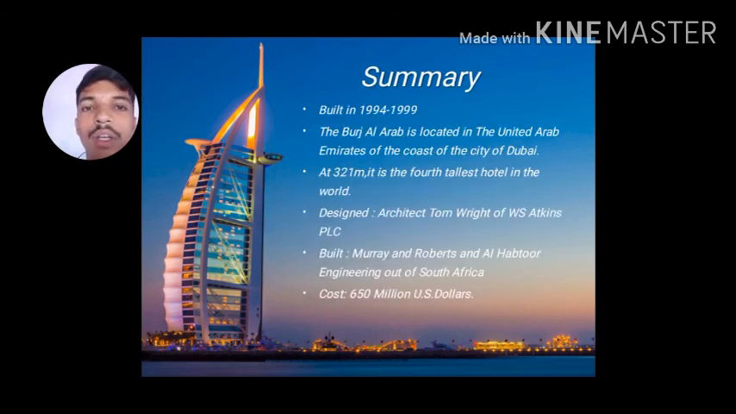So, summary: it was built from 1994 to 1999. The Burj Al Arab is located in the United Arab Emirates off the coast of the city of Dubai. Its height is 321 meters. It is the fourth tallest hotel in the world. It was designed by Tom Wright and built by Roberts and Murray. The total cost for Burj Al Arab is 650 million US dollars.